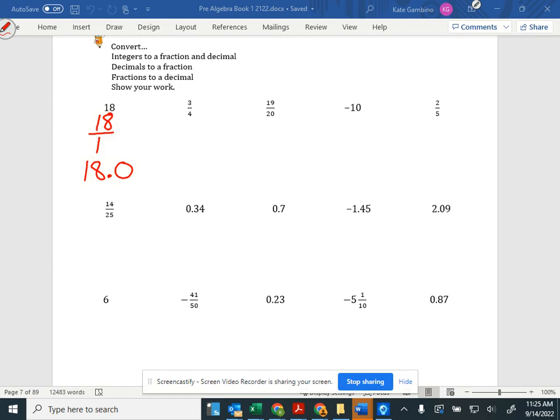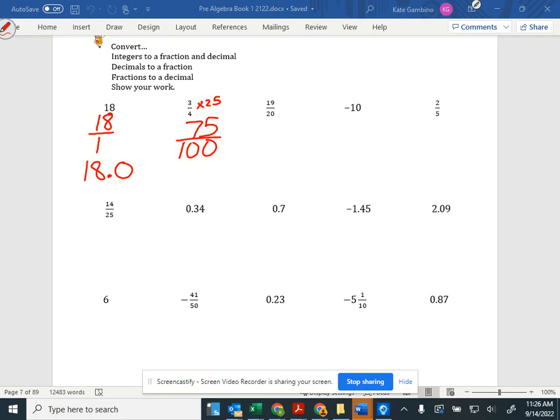If we have a fraction, how can I change my fraction to a decimal? How would I change 3/4 to a decimal? What do I want my denominator to be? Always go to 100. How did I go from 4 to 100? Times 25. So 3 times 25 is 75.